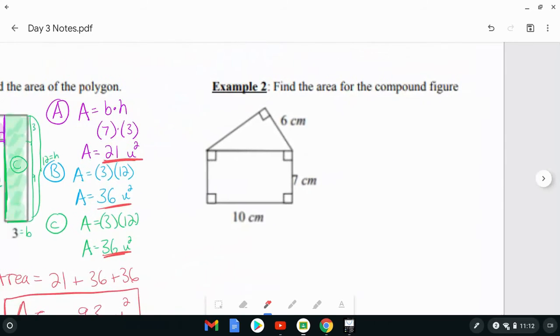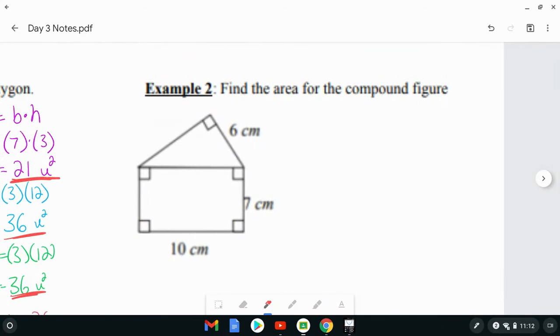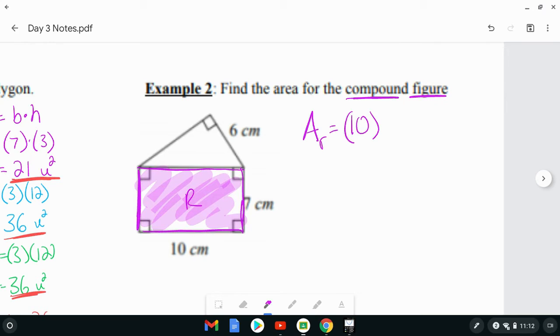Looking at number 2, it's called a compound figure because they already broke it up for us into the 2 shapes that we need. Let's start with the easy one where they give us everything we need to know. For the rectangle, we have the base and height, so we can say the area of the rectangle is 10 times 7, because that's base times height. So the area of the rectangle is just 70 centimeters squared.